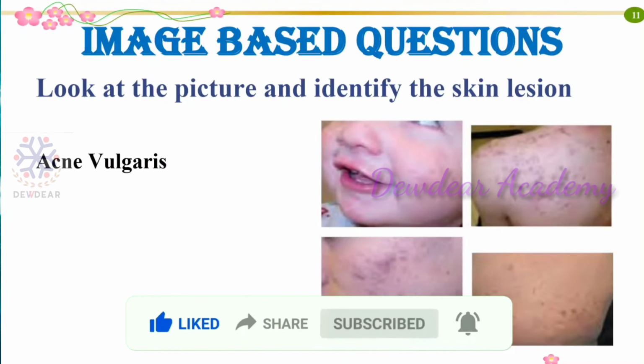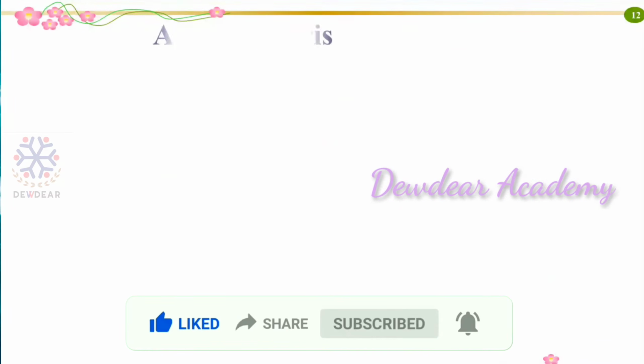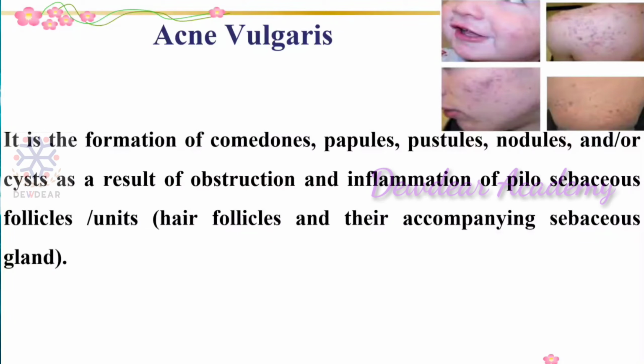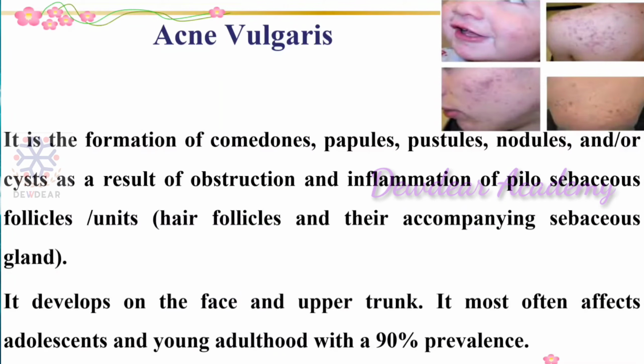acne vulgaris. So what is it? It is a formation of comedones, papules, pustules, nodules and or cysts as a result of obstruction and inflammation of pilosebaceous follicles or units. That means the hair follicles and their accompanying sebaceous glands. It usually develops on the face and upper trunk. It most often affects adolescence and young adulthood with a 90% prevalence. So this is acne vulgaris. The next question.